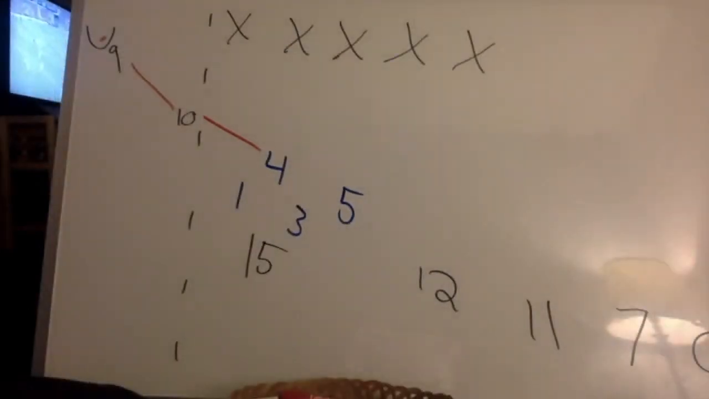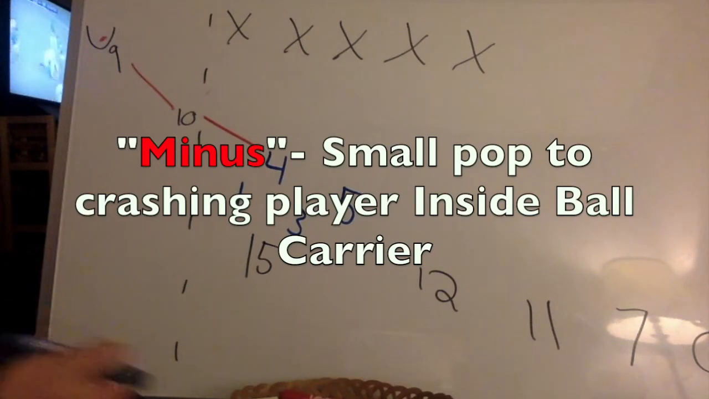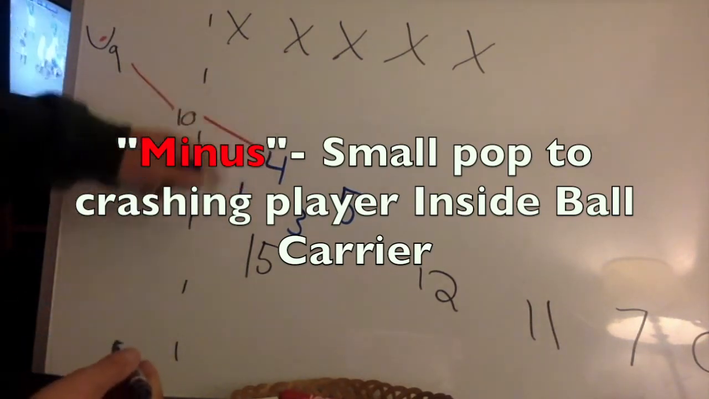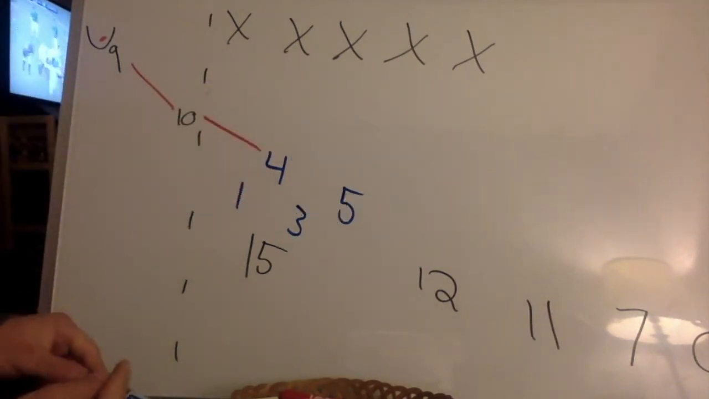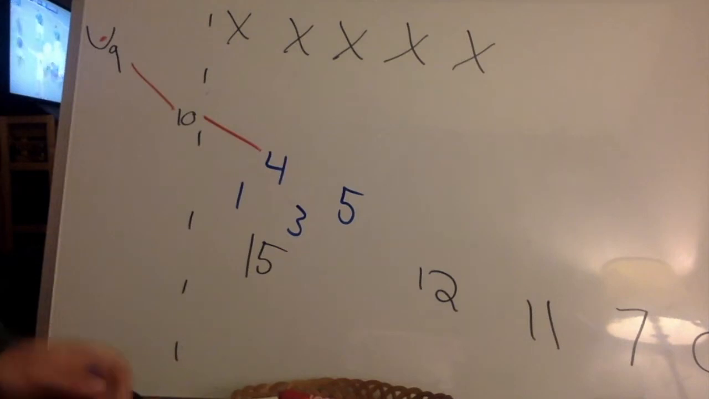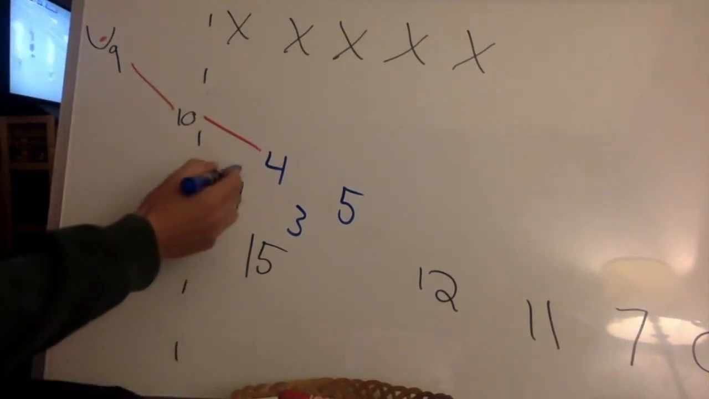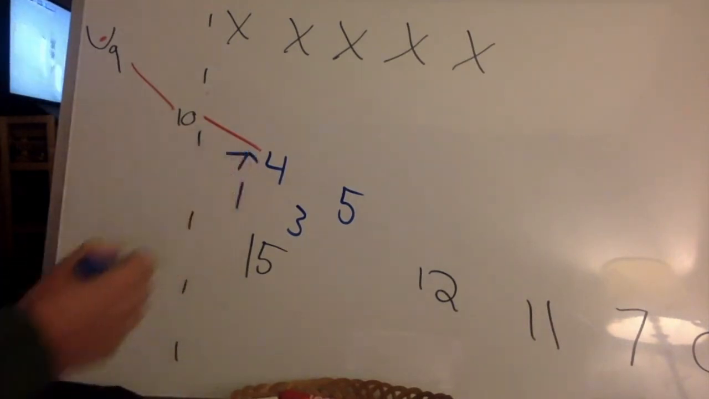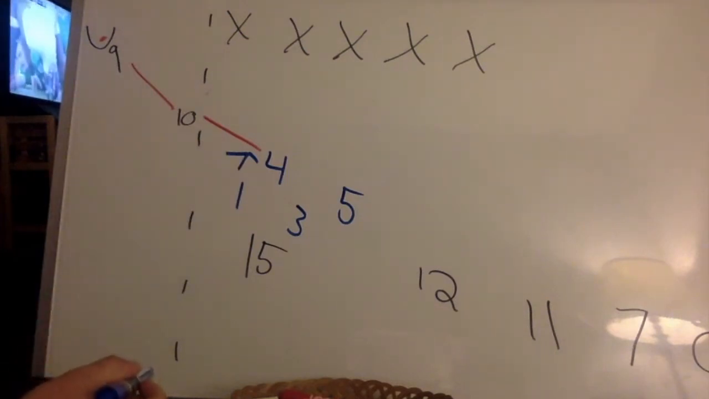Our next option is actually our minus option. That's going to be from number 9 to 10 to number 4. We're going to still hit that lead runner. And then we're actually going to come back inside, and we're going to hit number 1 coming in on a crash ball, right?